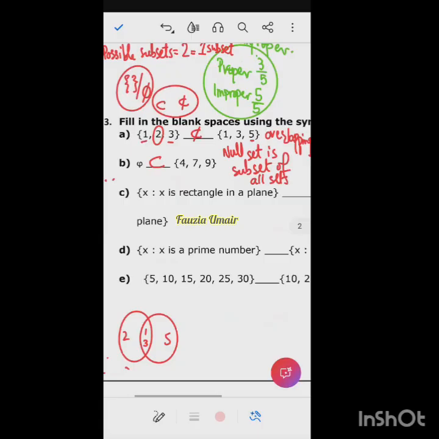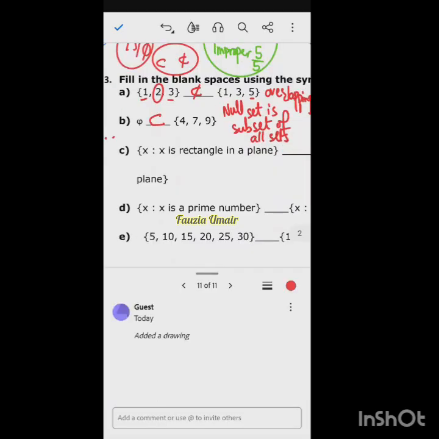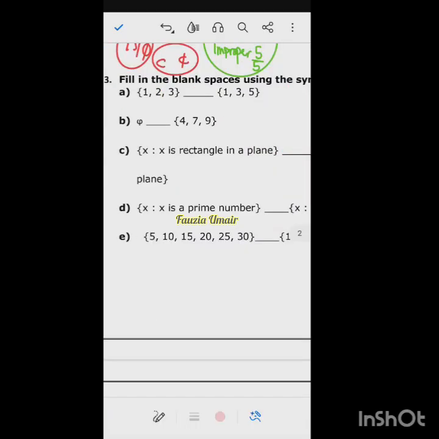It is exactly like if someone asks you, is 1 a factor of 7? You will say yes, because 1 is a factor of all the numbers in math. So the same is the case in set notation. The null set is a subset of all the possible sets in set notation. Are we clear?